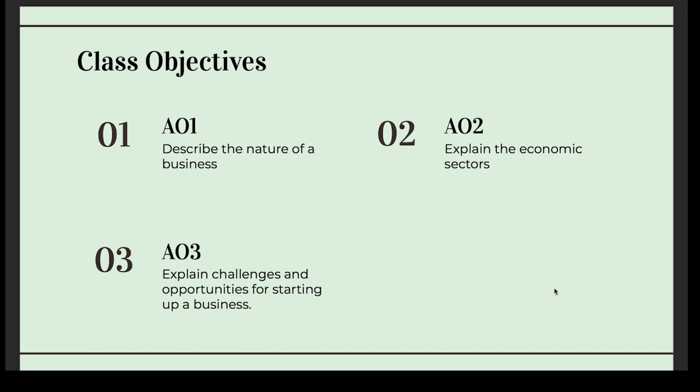So in this class we have 3 objectives. The first is going to be describing the nature of a business, which asks you to demonstrate knowledge and understanding. And then the second is to explain economic sectors, asking you to demonstrate application and analysis. And then the third is going to be explaining challenges and opportunities for starting up a business. The same. Demonstrate application and analysis.